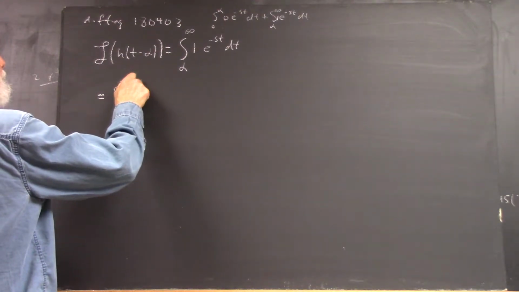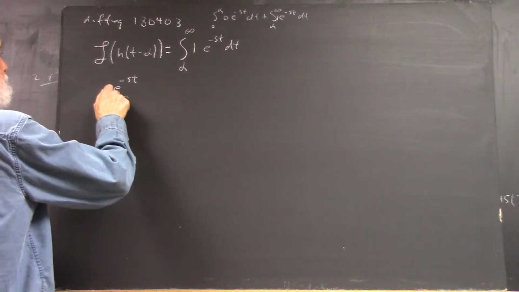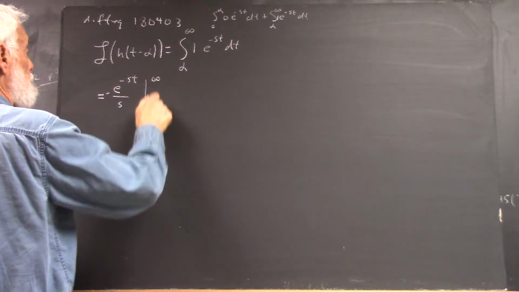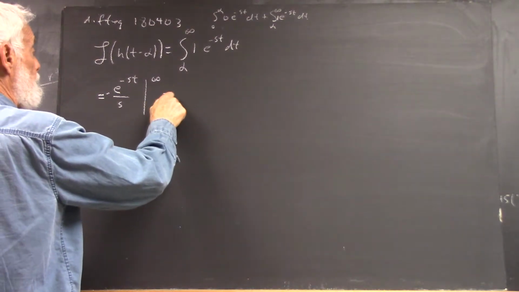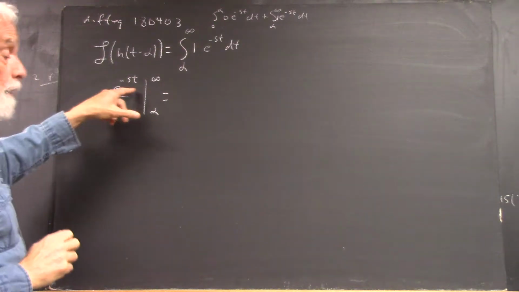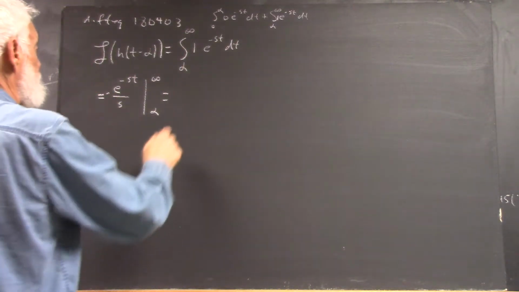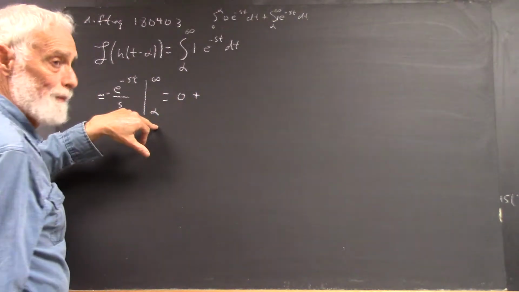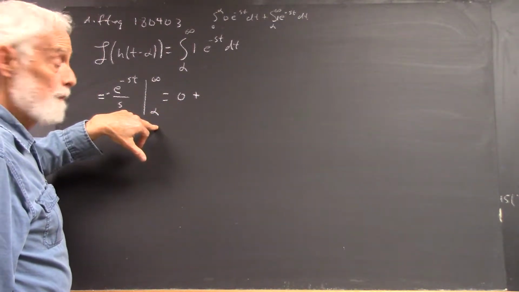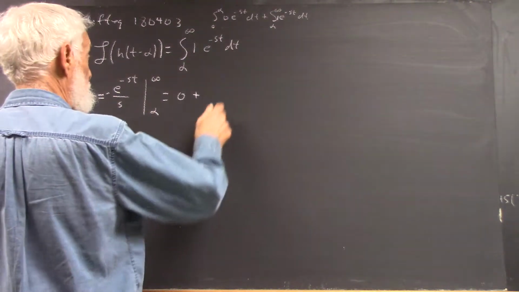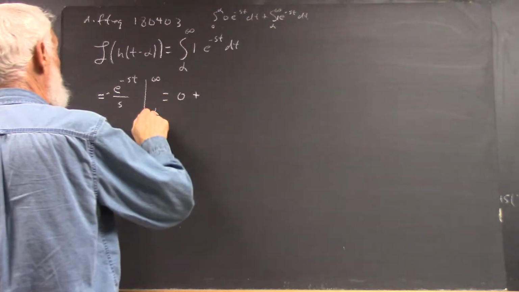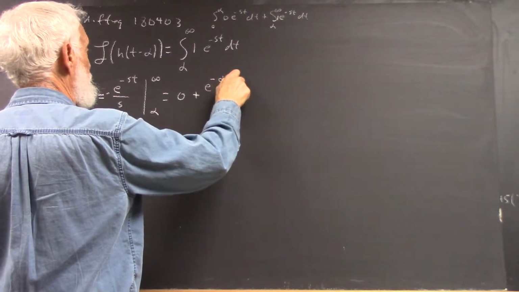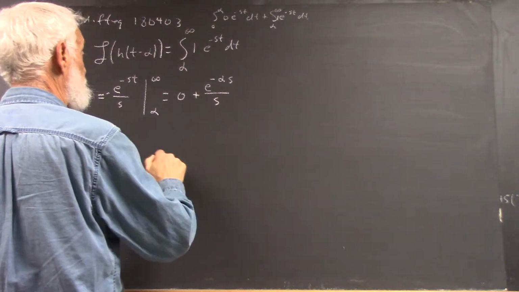e to the negative st over s, and it's negative e to the negative st over s, evaluated between infinity and alpha. Okay, well, at infinity, clearly you're going to get 0. So it's going to be 0, and it's going to be minus the expression at alpha. And you've already got a minus, so it's going to be a plus. And then substituting alpha for t, you get e to the minus alpha s over s.